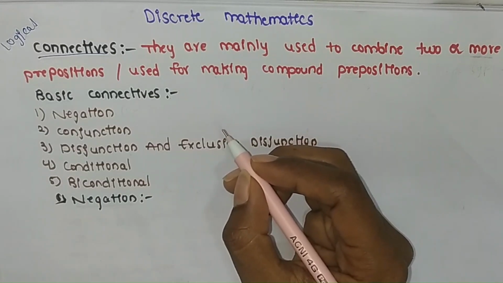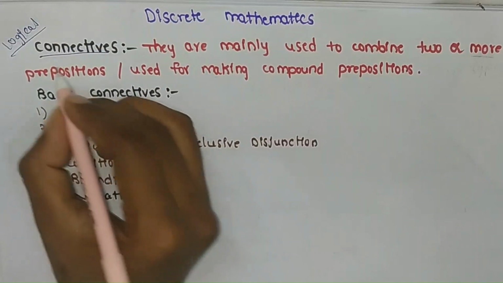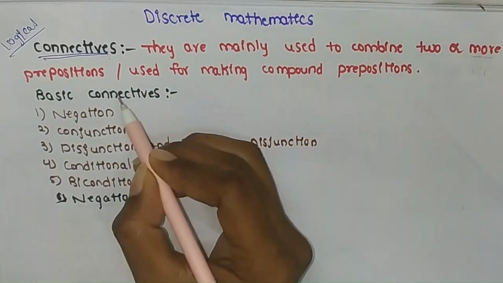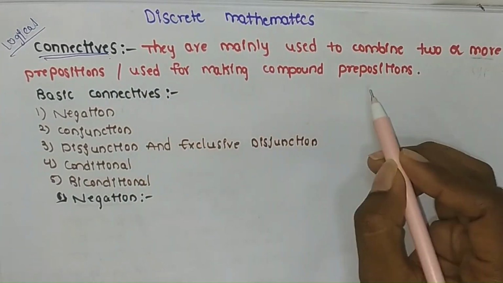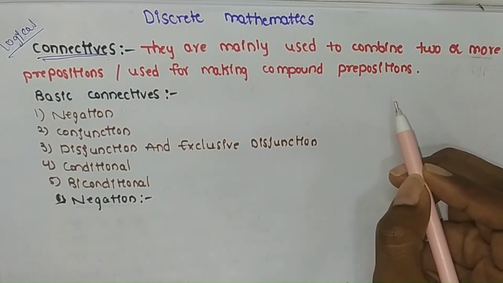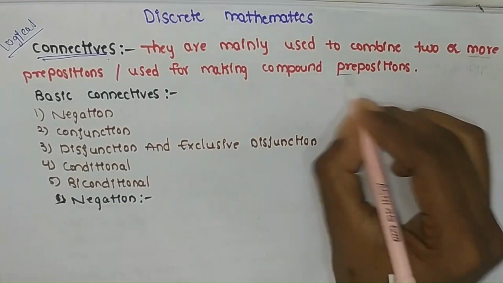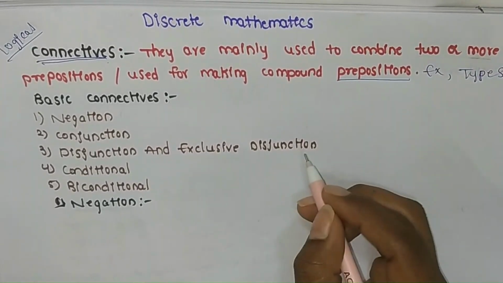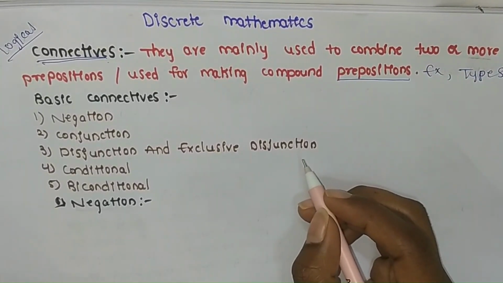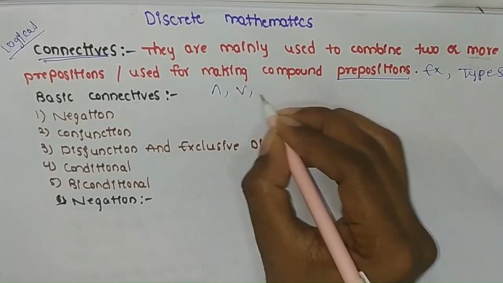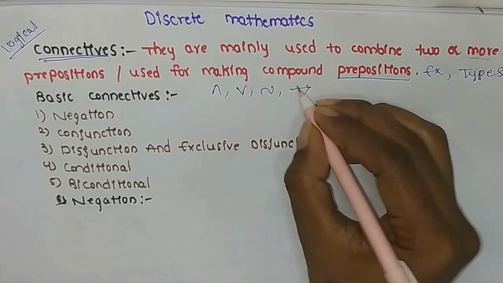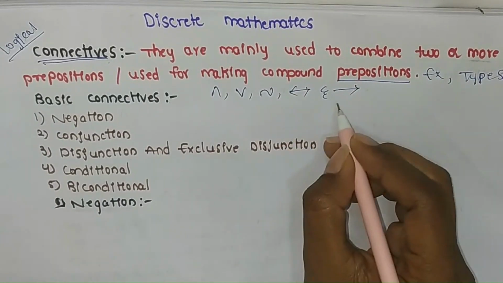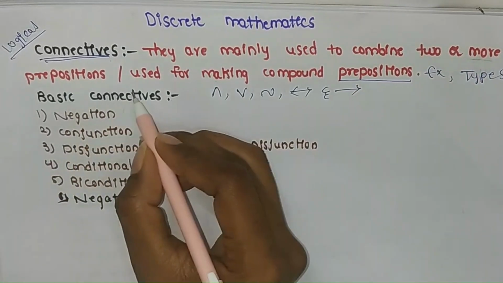Today in this video we are going to study about logical connectives, or simply connectives. Connectives are mainly used to combine two or more propositions, or to make compound propositions. In the previous lecture we discussed what propositions are, with examples and their types. We know that we have various types of connectives such as and, or, negation, biconditional and conditional. These connectives are used to combine two or more propositions.